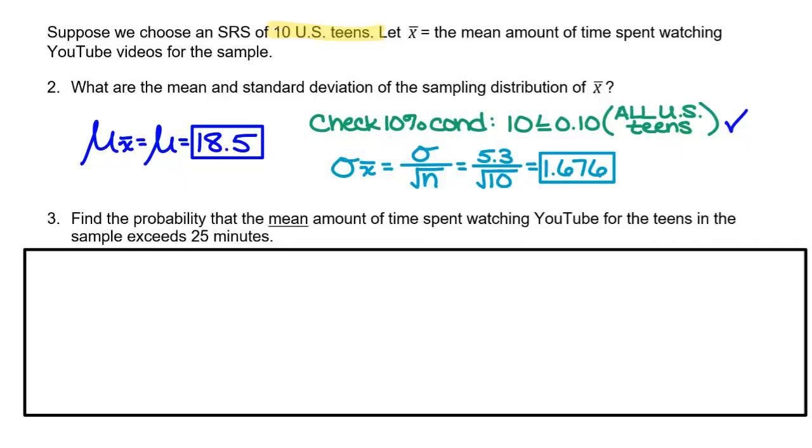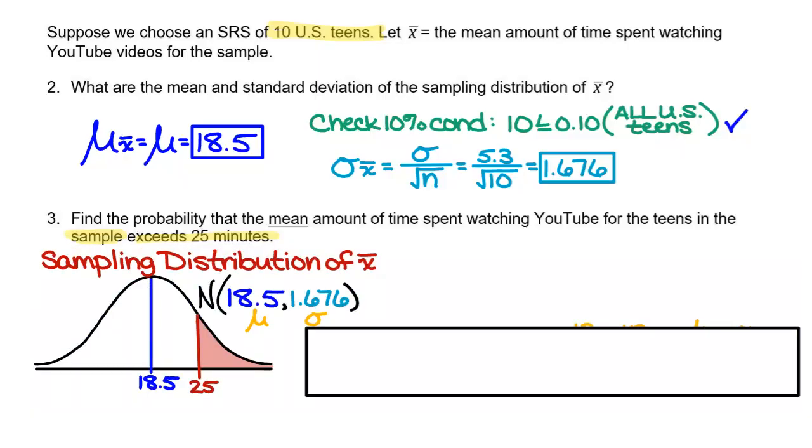So now I want you guys to calculate the probability that the mean amount of time spent watching YouTube for teens in the sample exceeds 25 minutes. What do you need to start number 3 off by doing? Draw a picture. What goes right down the middle of this picture? 18.5. What's the standard deviation here? 1.676, not 5.3 anymore. Now, because we have a sample, it's 1.676. Still 18.5 is the mean. Where's our boundary falling? 25, and we're going to shade which way? To the right.